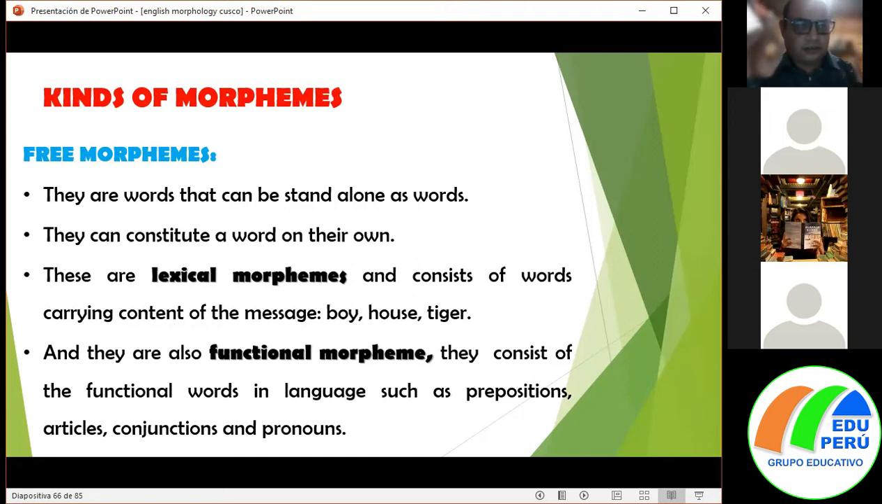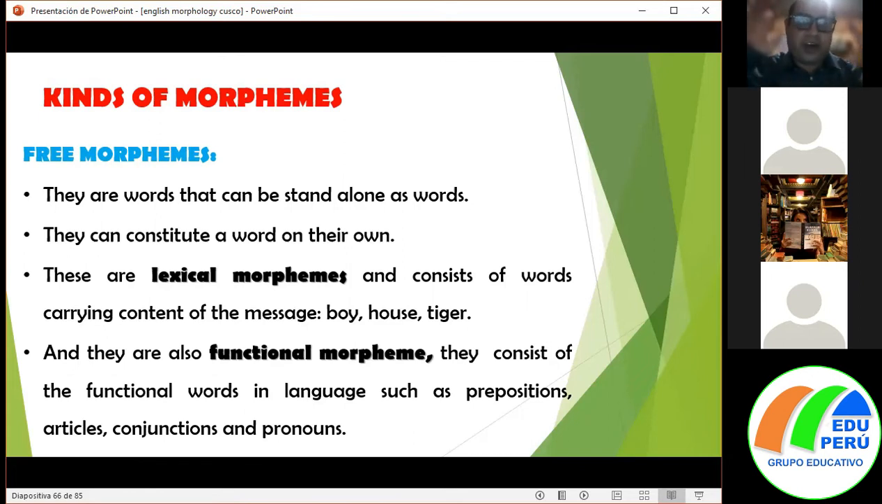Lexical morphemes belong to the open class words: nouns, verbs, adjectives, adverbs. So these are the lexical free morphemes. They can stand alone as words. But on the other side we have grammatical ones, because we have some prepositions, conjunctions, articles, pronouns, determiners. What's the difference? They don't carry the content. We talked about this in a previous class.